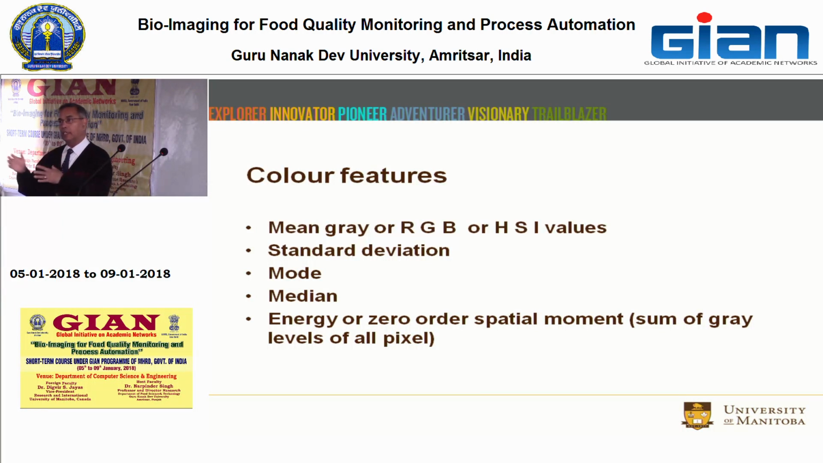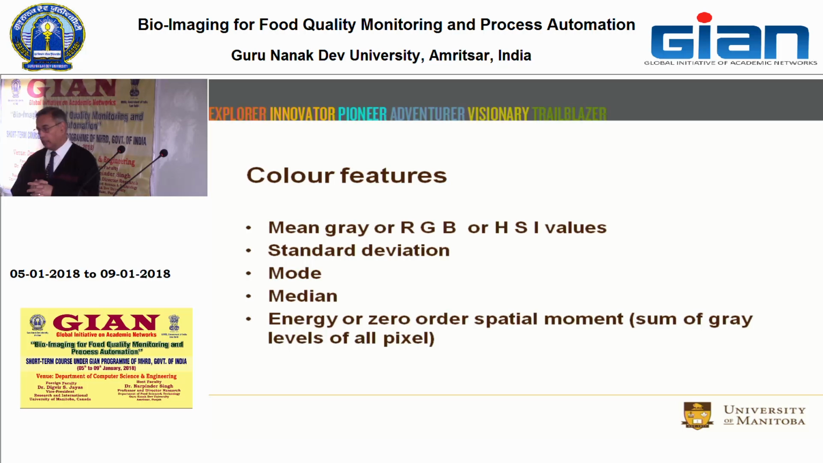If you convert it to the HSI values, you can have the mean hue, mean saturation, and mean intensity values. In this case, the mean values are used as features. You can also calculate the deviation for all of them, so the standard deviation then becomes the feature. You can calculate the mode, which is the dominant gray value. You can calculate the median, which divides the data basically in half.